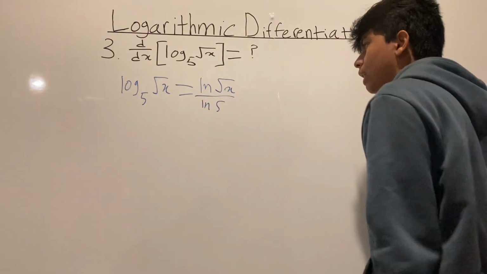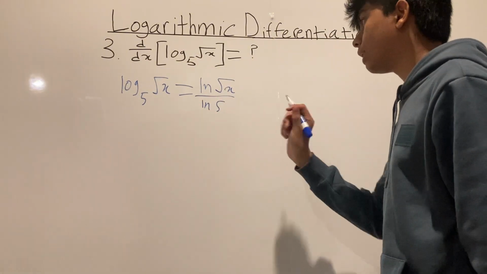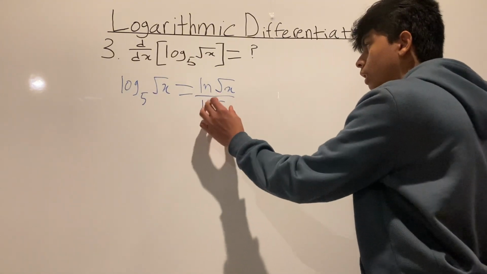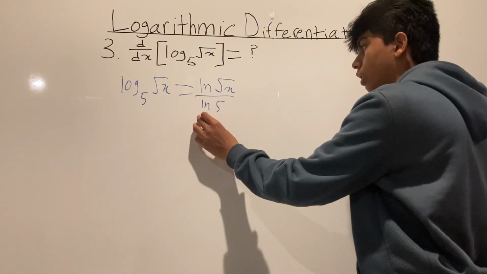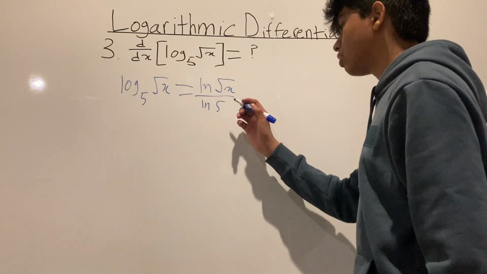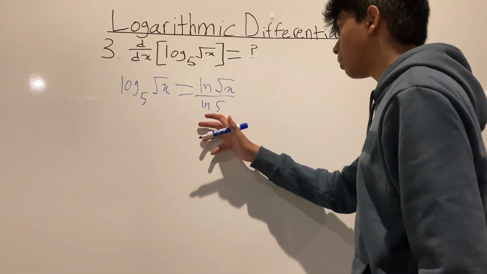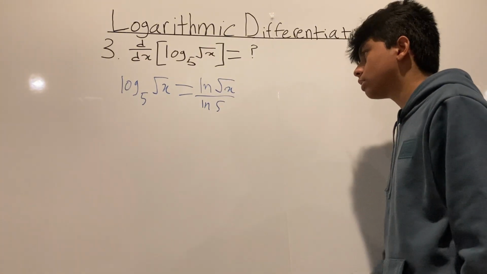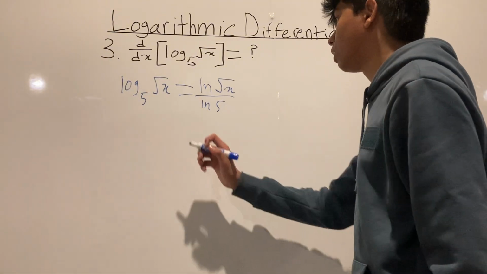Now it doesn't have to be ln. In fact, you can make the base anything you want as long as it's the same in the numerator and denominator. You can have log base 5 square root x over log base 5 of 5, or 100 on the top and bottom, 1000. It doesn't matter what the base is as long as they're the same. I like to do ln because it's just the most common one and simple one.